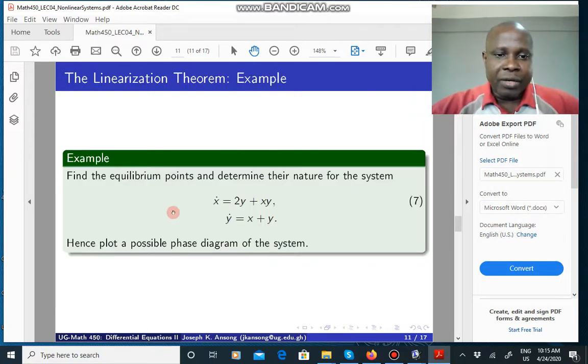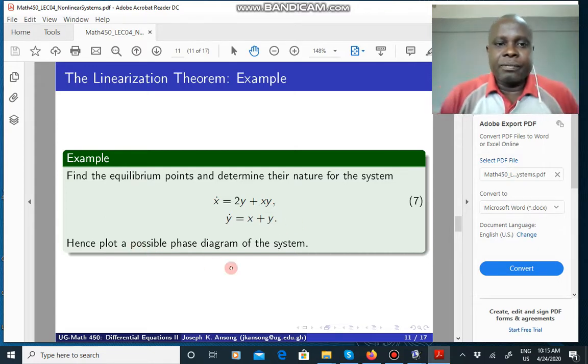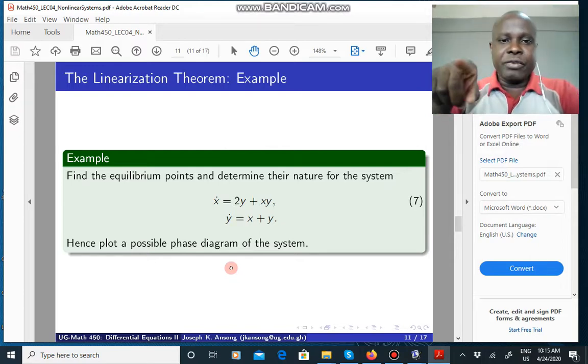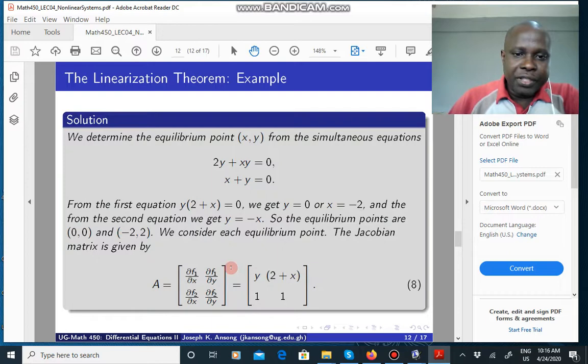We want to find the equilibrium points and their nature for this nonlinear system. This is nonlinear basically because of this term, this x times y. That makes it nonlinear. And hence we want to plot a possible phase diagram of the system. So the phase diagram will basically be phase diagrams around the equilibrium points. Okay, remember we don't know much about what is happening in the whole plane. So the approach is straightforward.